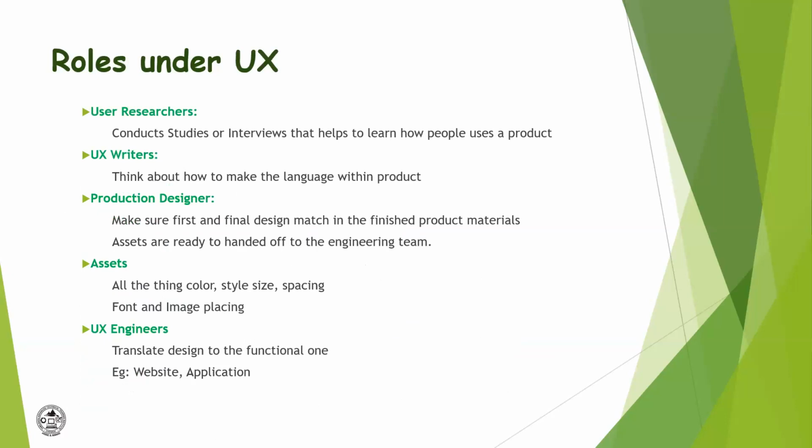So these are the 5 main roles under UX. First, user researchers. A user researcher goes to study with the users. If you want to design a medical application for a hospital, you have to go and reach the patients. What are their needs? How can the patient's questions reach the doctor wisely? Such things have to be noted in a separate sheet. That is called user research.